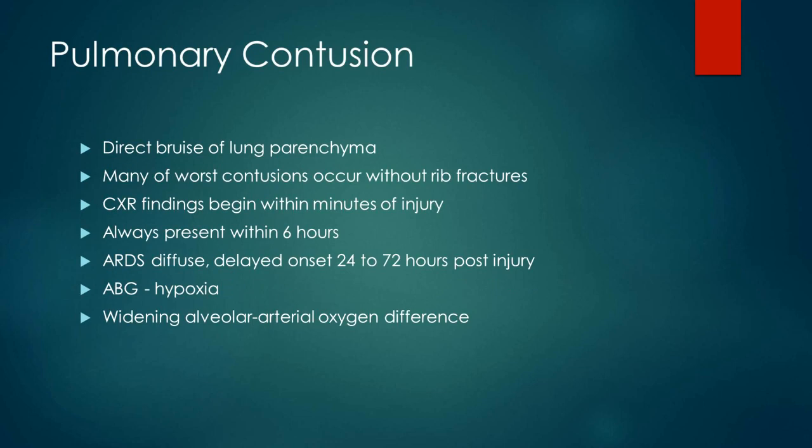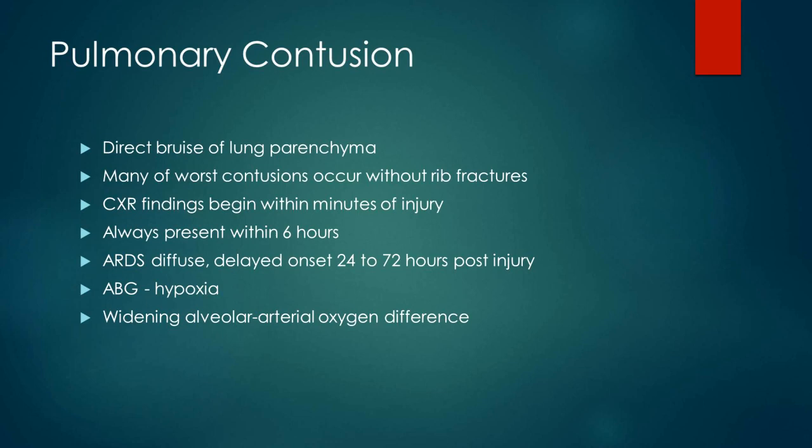So pulmonary contusion, this is a direct bruise to the parenchyma of the lung. Many of the worst pulmonary contusions actually can occur without rib fractures, but they can come with or without them. Chest x-ray findings usually begin within minutes of the injury. They're always present within 6 hours of the injury. This can progress to significant respiratory distress, including ARDS, with delayed onset up to 72 hours post-injury. On ABG or VBG, they can be hypoxic.